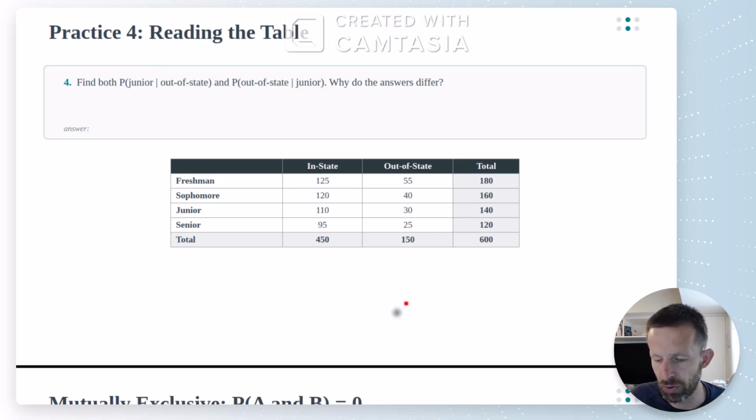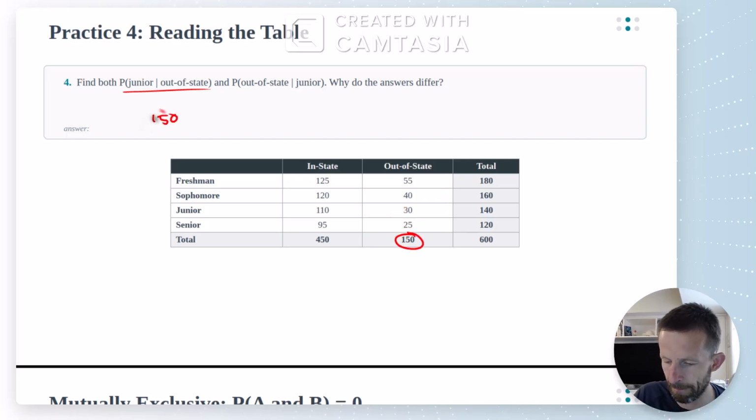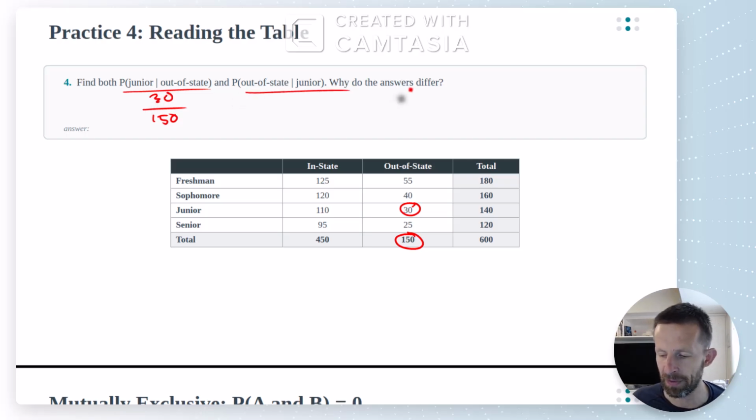Probability that someone is a junior given that they're out of state. Junior given that they're out of state. So out of all the out of state students, how many are juniors? So 30 out of 150. What about out of state given that they're a junior? No, this is given that they're a junior. All right, so out of all the juniors, how many are out of state?